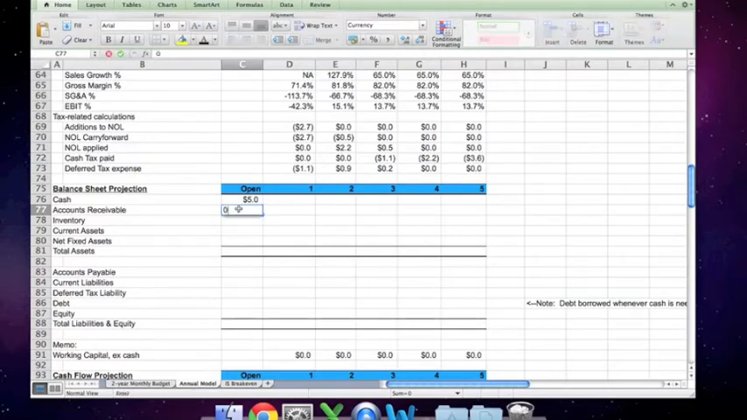Now, he'll have no accounts receivable at the end of his zeroth year, or the beginning of his first year. He'll have no inventory. His current assets will be, of course, the sum of all of his other assets. Let's just do that while we're here. Net fixed assets will be zero. He has yet to buy them. And his total assets will be the sum of current assets and net fixed assets.